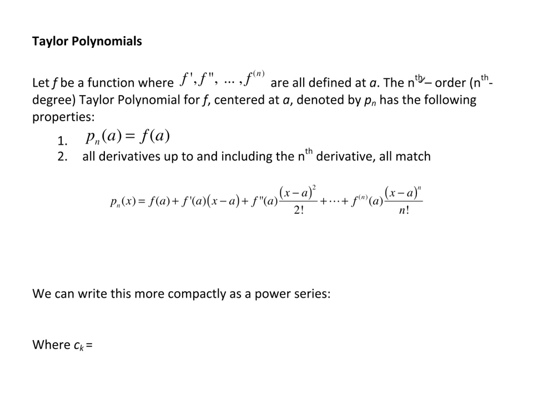Okay, let's now define a Taylor polynomial. Let f be a function where f prime, f double prime, out to f^(n), the nth derivative, are all defined at some point a. The nth order, or commonly referred to as the nth degree, Taylor polynomial for f centered at a, which is typically denoted by P sub n, the nth polynomial, has the following properties.